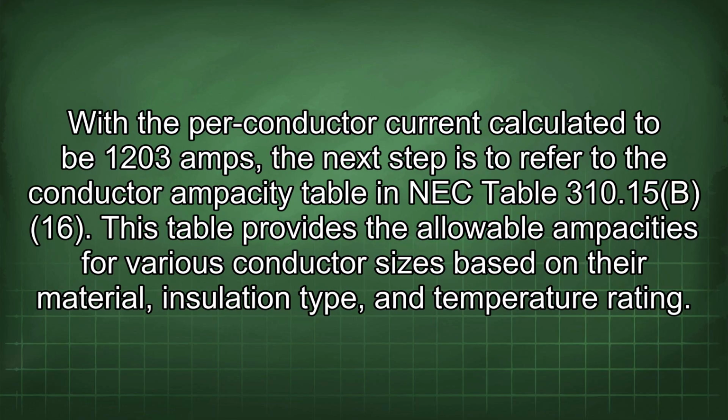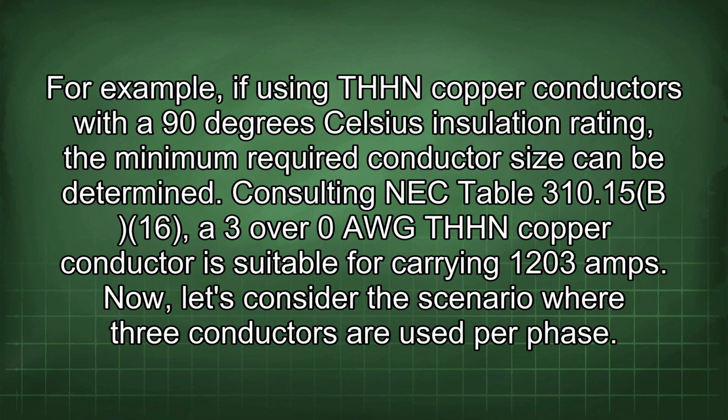With the per conductor current calculated to be 1203 amps, the next step is to refer to the conductor ampacity table in NEC Table 310.15(B)(16). This table provides the allowable ampacities for various conductor sizes based on their material, insulation type, and temperature rating. For example, if using THHN copper conductors with a 90 degrees Celsius insulation rating, the minimum required conductor size can be determined. Consulting NEC Table 310.15(B)(16), a 3/0 AWG THHN copper conductor is suitable for carrying 1203 amps.